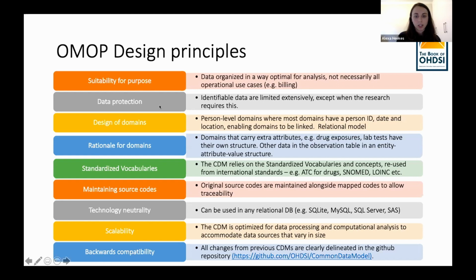By means of data protection, they've really limited what identifiable data should be captured into their structure. So it really is for analysis purposes as opposed to operational purposes. They've implemented standardized vocabularies, such as SNOMED codes, and that's really important when you want your system to be able to talk to other systems. And what's really great is it's neutral with regards to technology. Any relational database can be used, and it's quite scalable, and they've made sure that their model is backwards compatible.